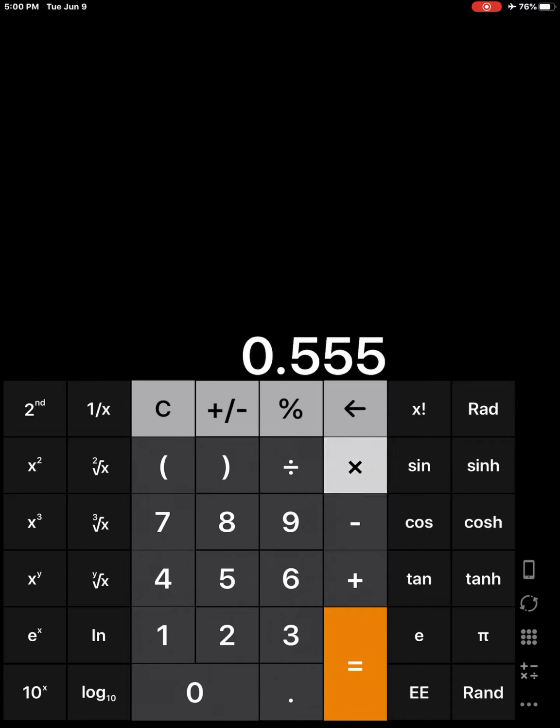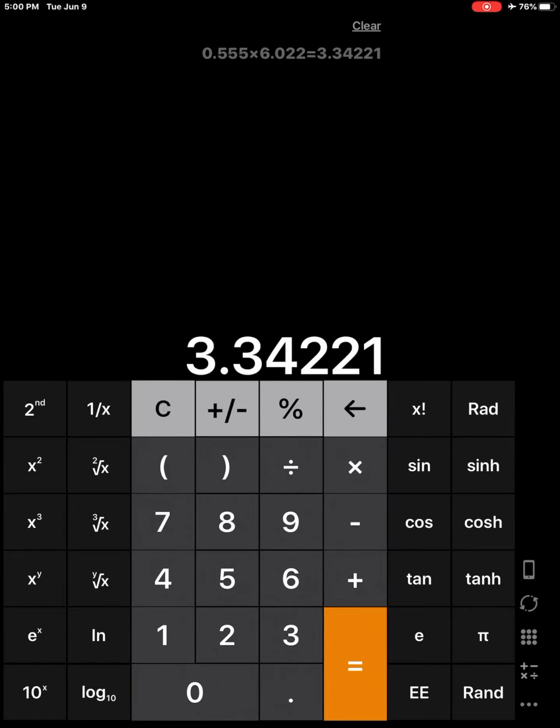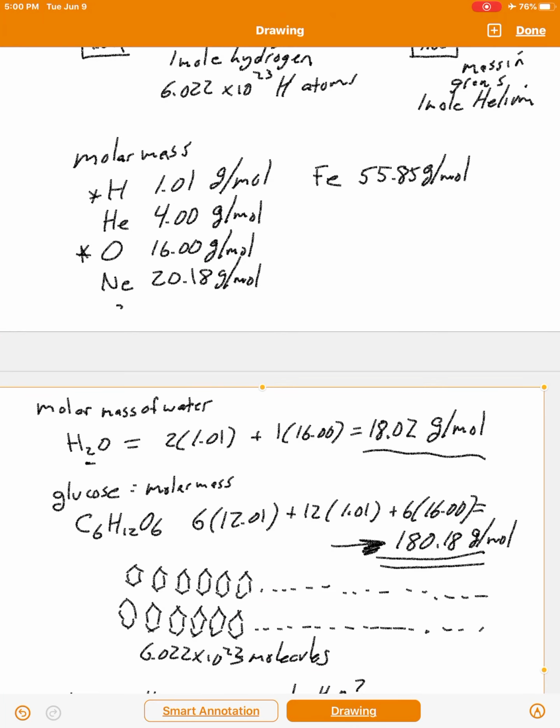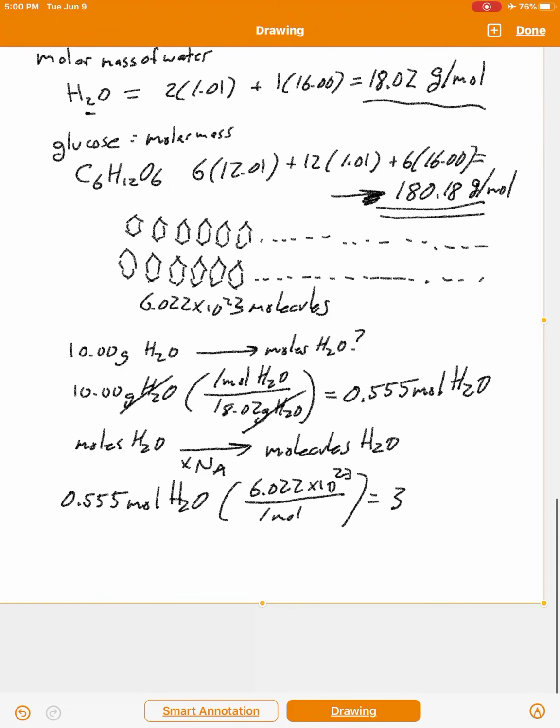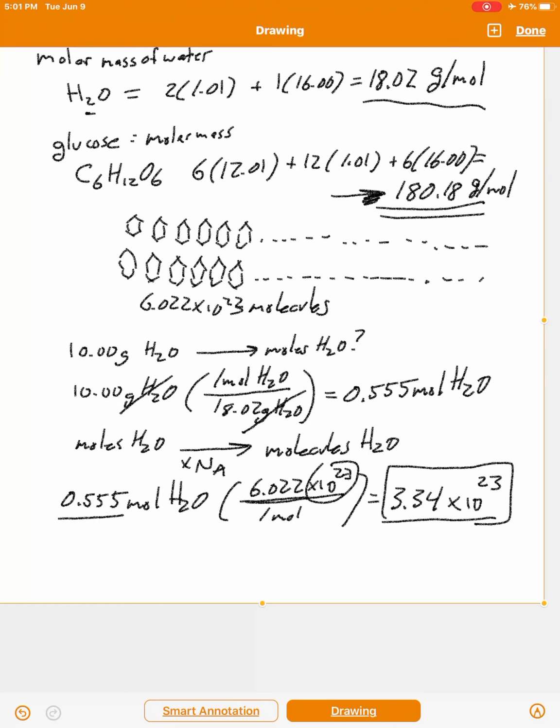0.555 times 6.022. I won't even do the times 10 to the 23rd. 3.34. Times 10 to the 23rd. See, I don't need that calculator to mess me up on that. 0.555 times 6.022 is 3.34. And then we just multiply it by 10 to the 23rd. Okay? So if you have 10 grams of water, this is how many molecules of water you have.